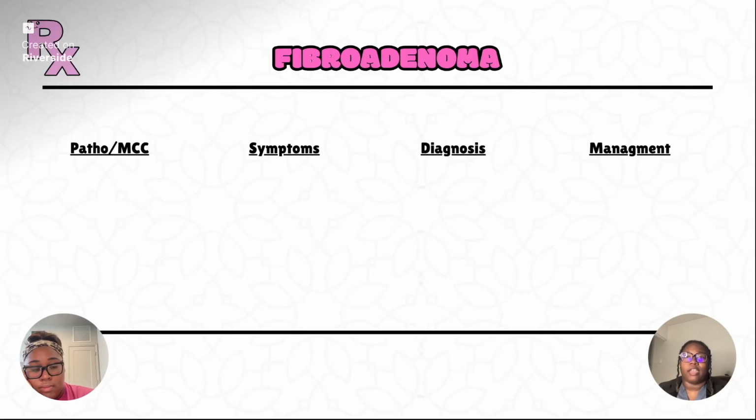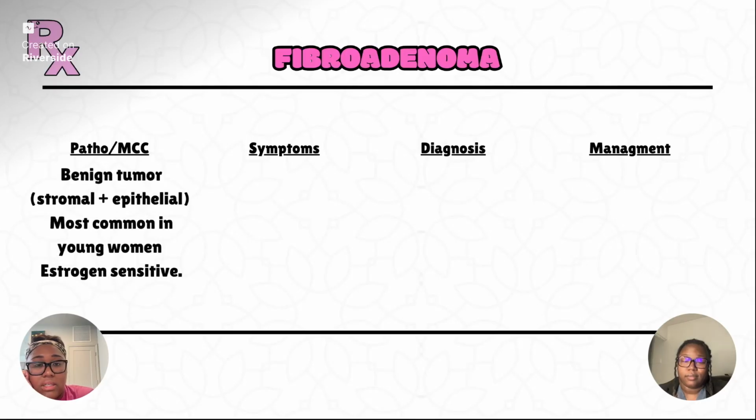Symptoms are a non-tender, smooth, mobile breast mass that fluctuates with the menstrual cycle. Diagnosis is usually clinical, ultrasound, and then treatment. Because it's benign, you're going to watch and monitor and keep an eye on it. You can excise it surgically if it is bothersome to the patient. Great job. You pretty much hit all of the things.